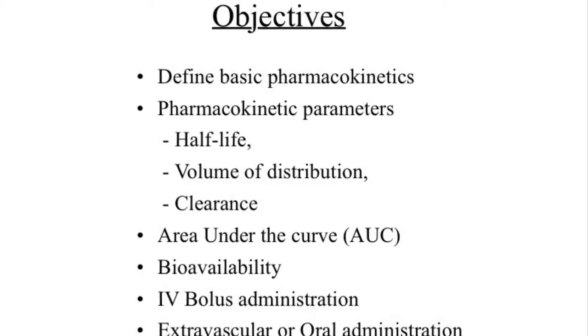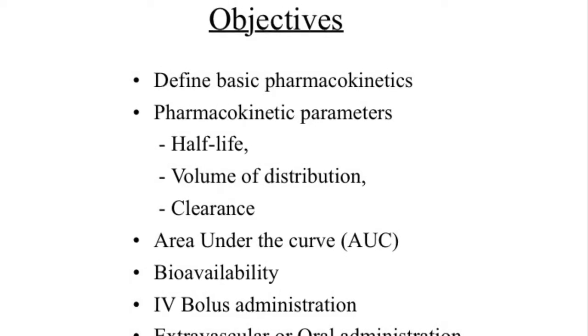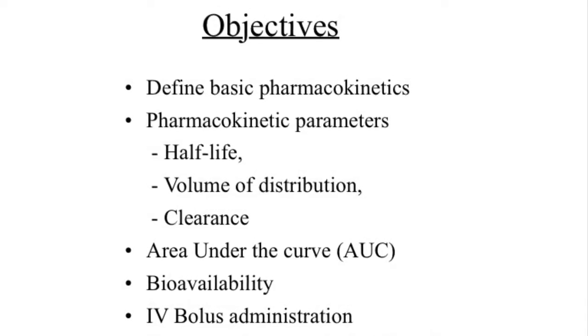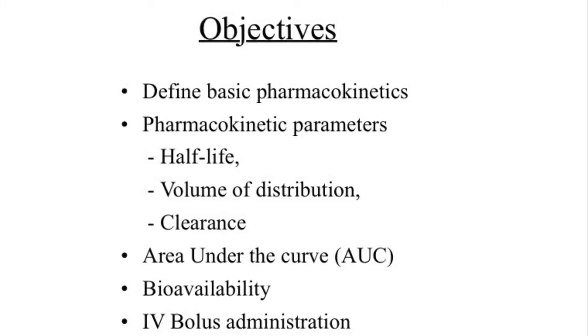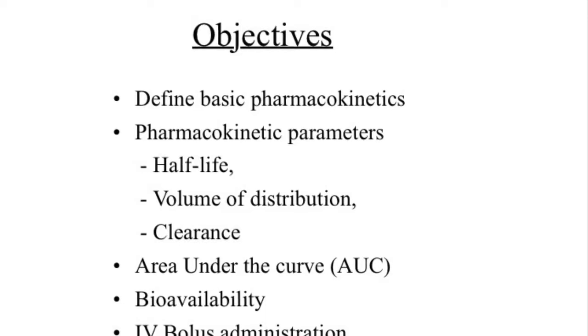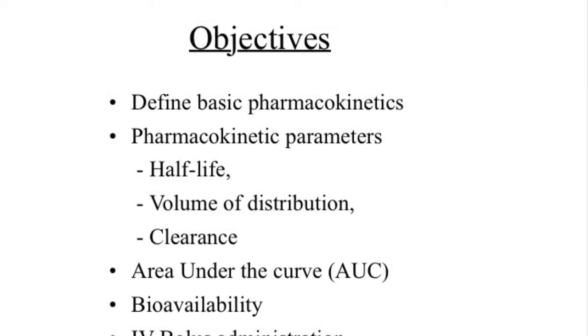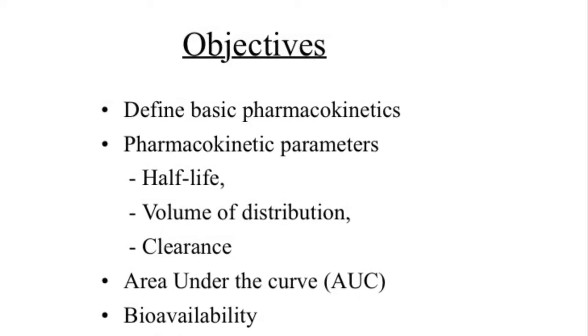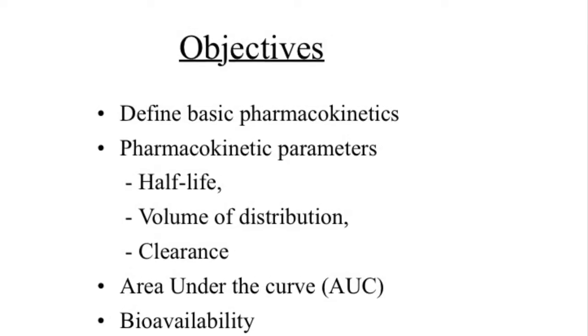So I'll go over the basic pharmacokinetics, some of the basic concepts. The objective is basically we'll define pharmacokinetics and go over some of the pharmacokinetic parameters, three important parameters: half-life, volume of distribution, clearance, and area under the curve. And then we'll go over the bioavailability and the pharmacokinetics of the administration, such as the IV bolus, oral administration, and IV infusion.